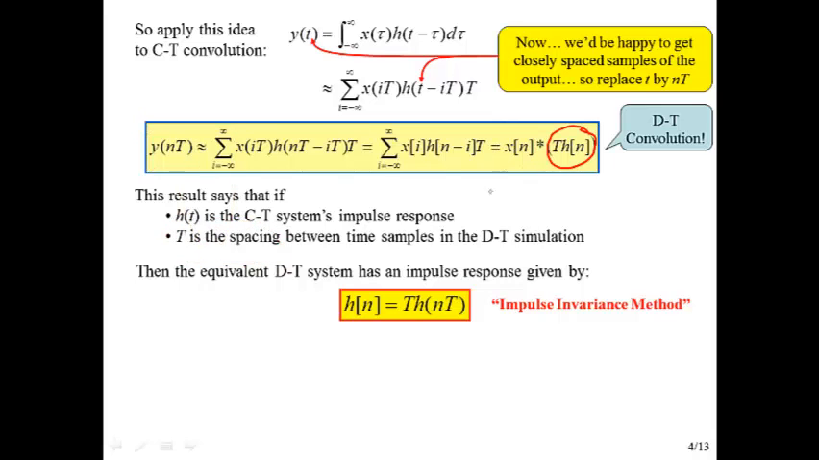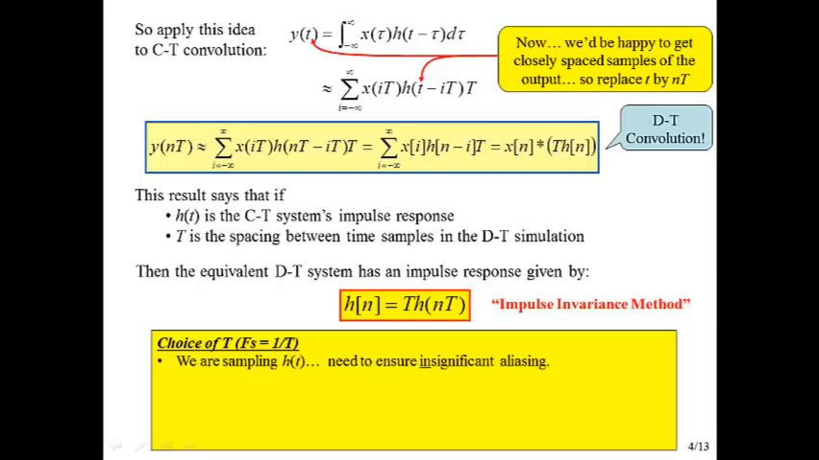So we define this new discrete time equivalent impulse response by just taking samples of the continuous time system's impulse response and multiplying by capital T. And this idea has a name. It's called the impulse invariance method. We're trying to make the impulse response of the discrete time system in some sense invariant of what it was for the continuous time system. So the choice of this T value, or equivalently the choice of our sampling rate, requires a little bit of attention.